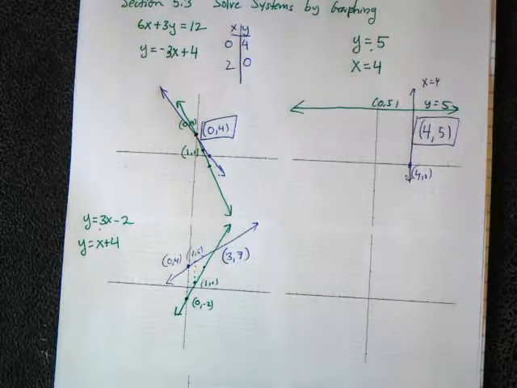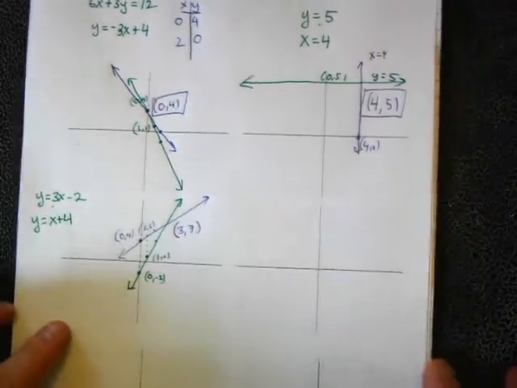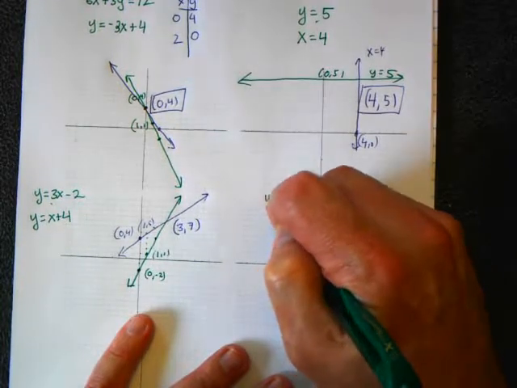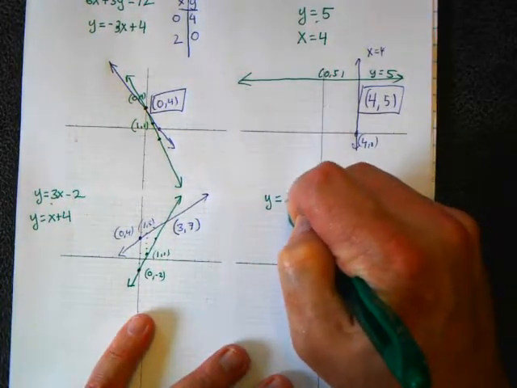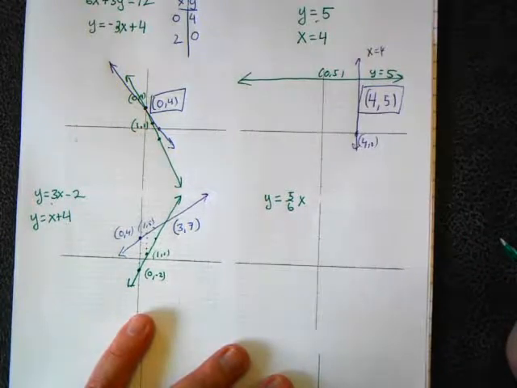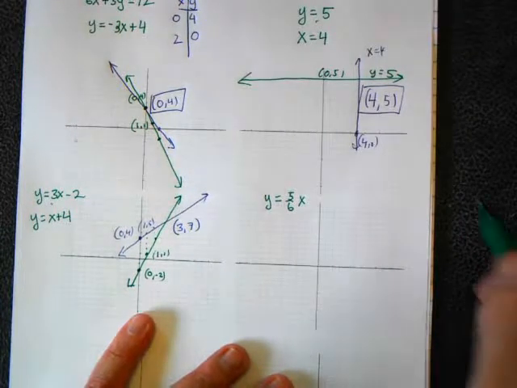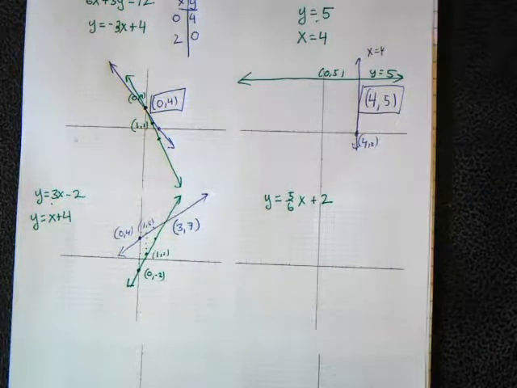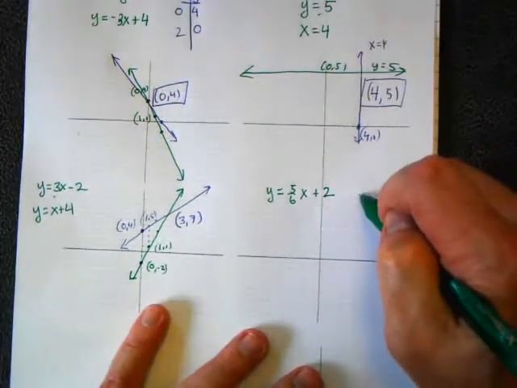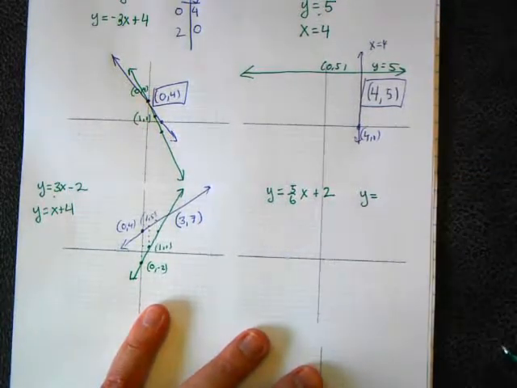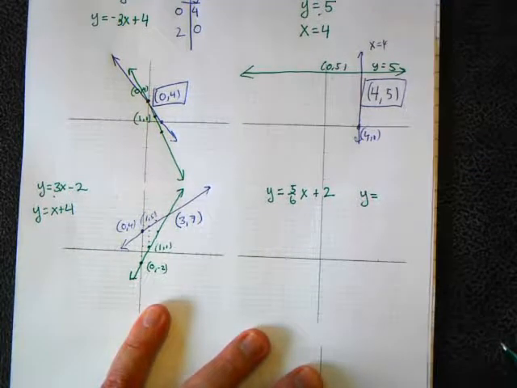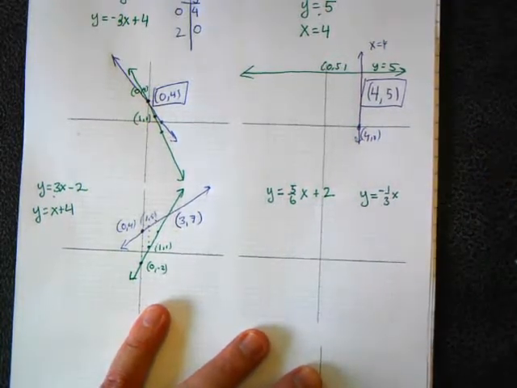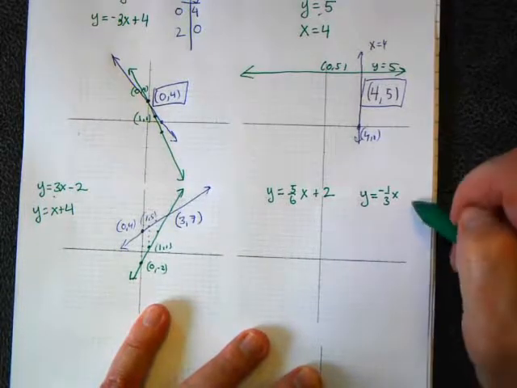All right, so let's try again. Let's make up 2 more equations and see if we can get some ugly answers. Y equals, give me an equation. Y equals 5/6 x plus 2. All right, I like that. Throwing some fractions into our slope. That's a good idea. Y equals, how about negative 1/3? We haven't used a negative slope yet. Negative 1/3 x plus 9. All right, very good.